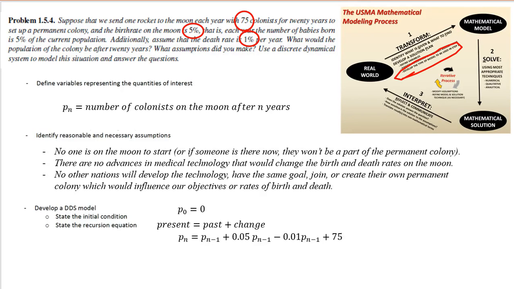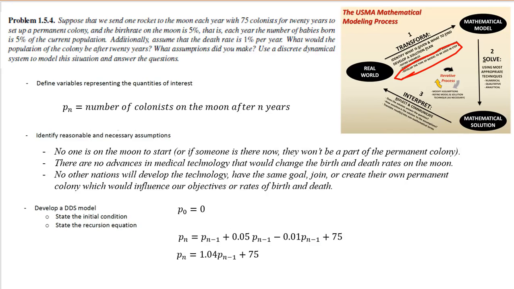You can see the three aspects that we've incorporated into our model. So P sub n equals P sub n minus 1 plus, and then the three aspects that have changed. The birth rate, 0.05 times P sub n minus 1, minus the death rate, 0.01 times P sub n minus 1, plus the 75 additional colonists that are added to this permanent colony every year.